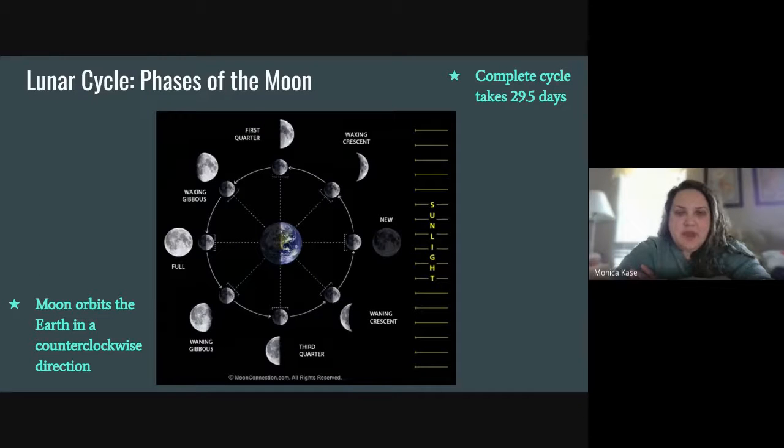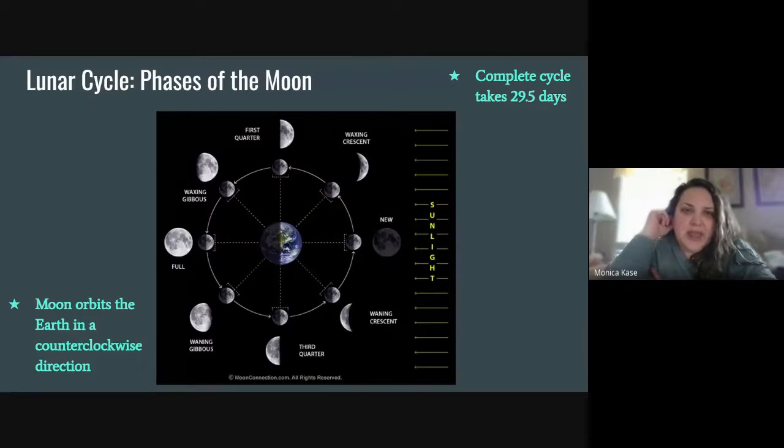And then we have our lunar cycle of the moon. So this is the phases of the moon. The moon orbits in a counterclockwise direction, which I think is different than what most people think. So it's going around this way, like Miss Laporte is going there. It's going opposite than the clock, right? Counterclockwise. And the complete cycle for the moon is 29.5 days.